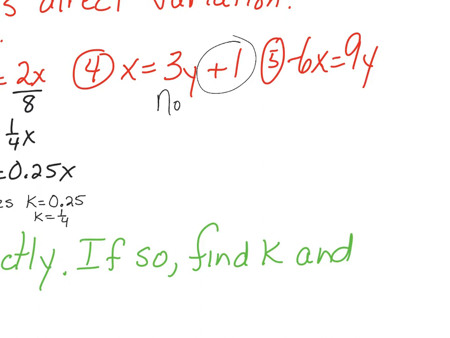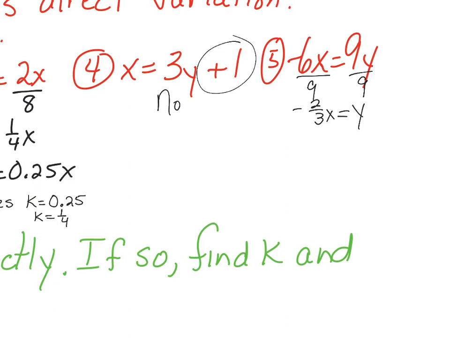I see yes. Is y by itself? No. What do we do to get y by itself? Check. Divide by 9 on both sides. Divide by 9 on both sides. So we get y equals negative 2/3 x.